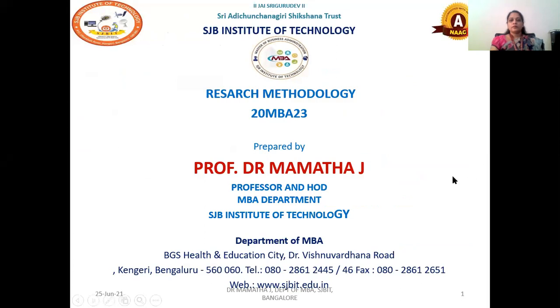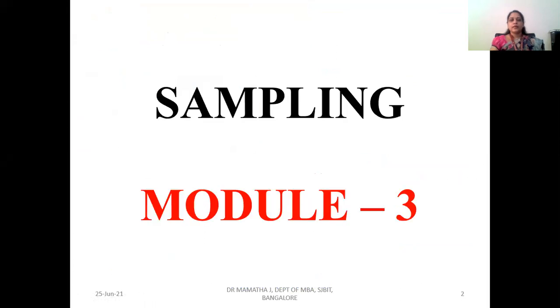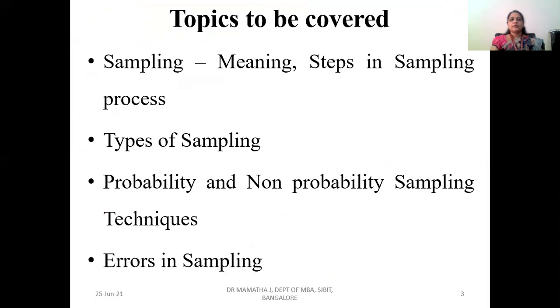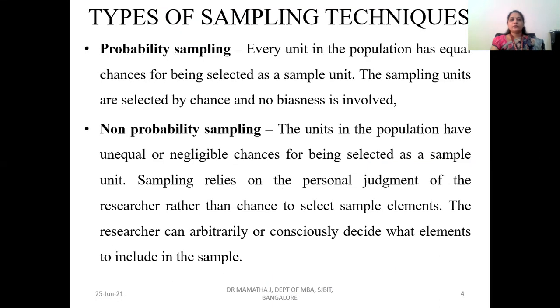Yeah, so in this video I'll be discussing module 3, sampling. As you all know, unit 3 is all about sampling, and these are the week 6 topics which we're going to discuss: the meaning, steps in the sampling process, types of sampling, probability and non-probability sampling techniques, and errors in sampling.